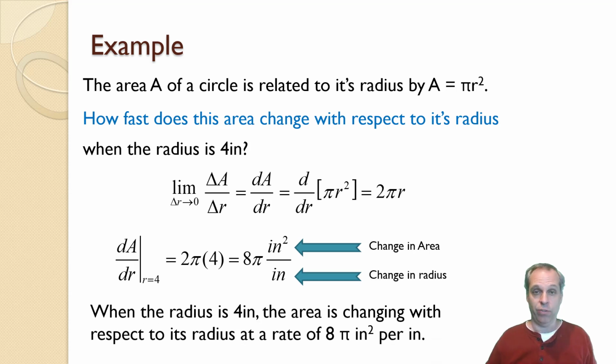When the radius is 4 inches, the area is changing at a rate of 8 pi squared inches per inch you change the radius. That's it.